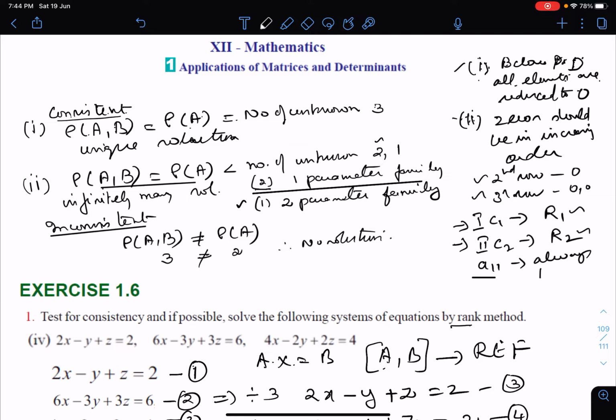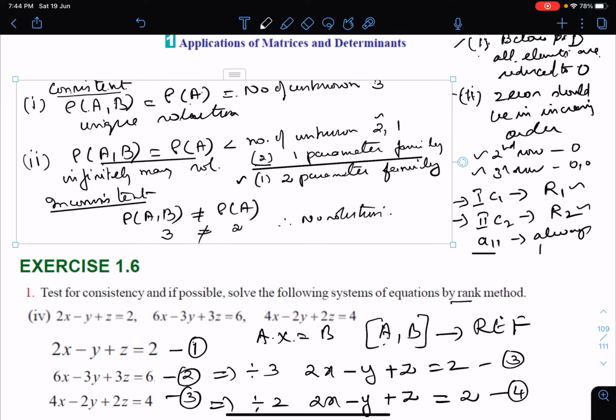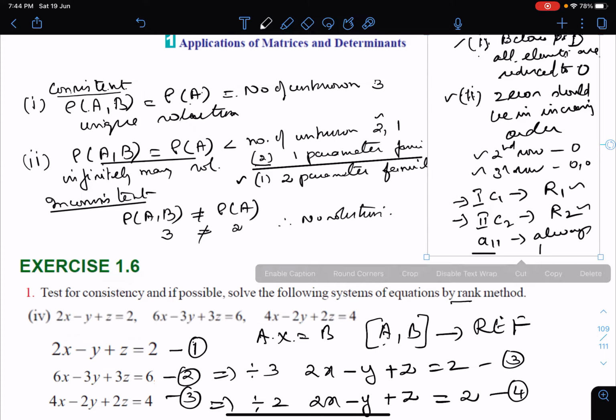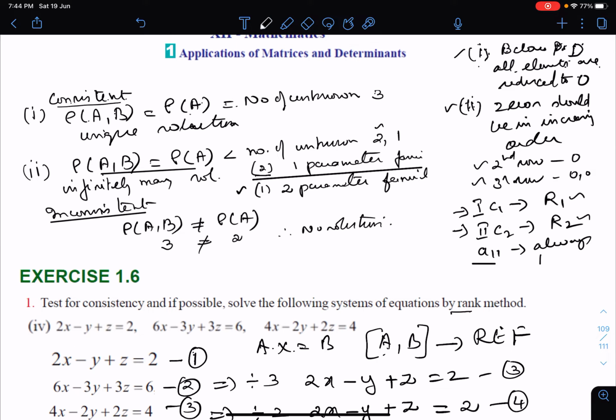On the right hand side I have given the row echelon form. When do we get a row echelon form? First we write Ax equal to B, then we write the augmented matrix A comma B and reduce it to row echelon form. You bring all the elements below the principal diagonal to 0, with the zeros in increasing order starting from row 2. When you reduce the first column to zeros, you take the help of row 1, and for the second column you take the help of row 2. Our first element should be 1, but if there is no 1 you can work with whatever you have got.